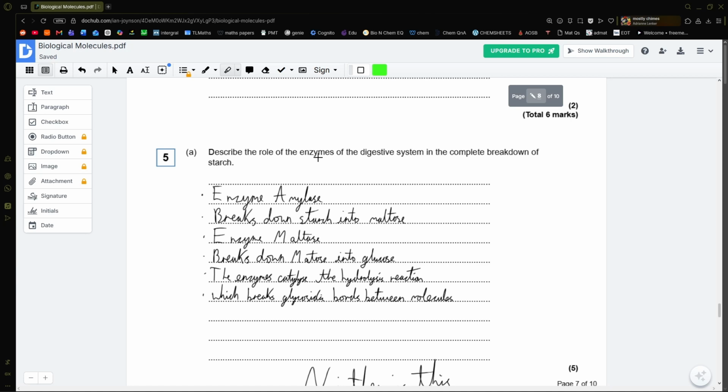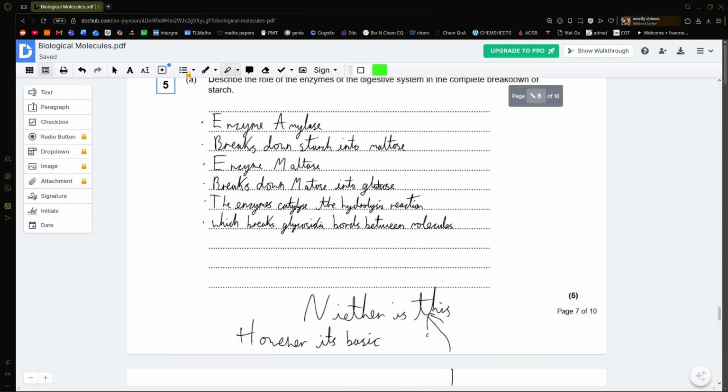Describe the role of the enzymes of the digestive system in the complete breakdown of starch. Anything with an 'ase' on it, by the way, is most likely an enzyme. So you have amylose, and it has an enzyme that breaks it down called amylase. The enzyme amylase breaks down starch into maltose. The enzyme maltase breaks down maltose into glucose, and the enzyme catalyzes the hydrolysis reaction, which breaks glycosidic bonds between molecules. To get full marks, you need to mention this, obviously.